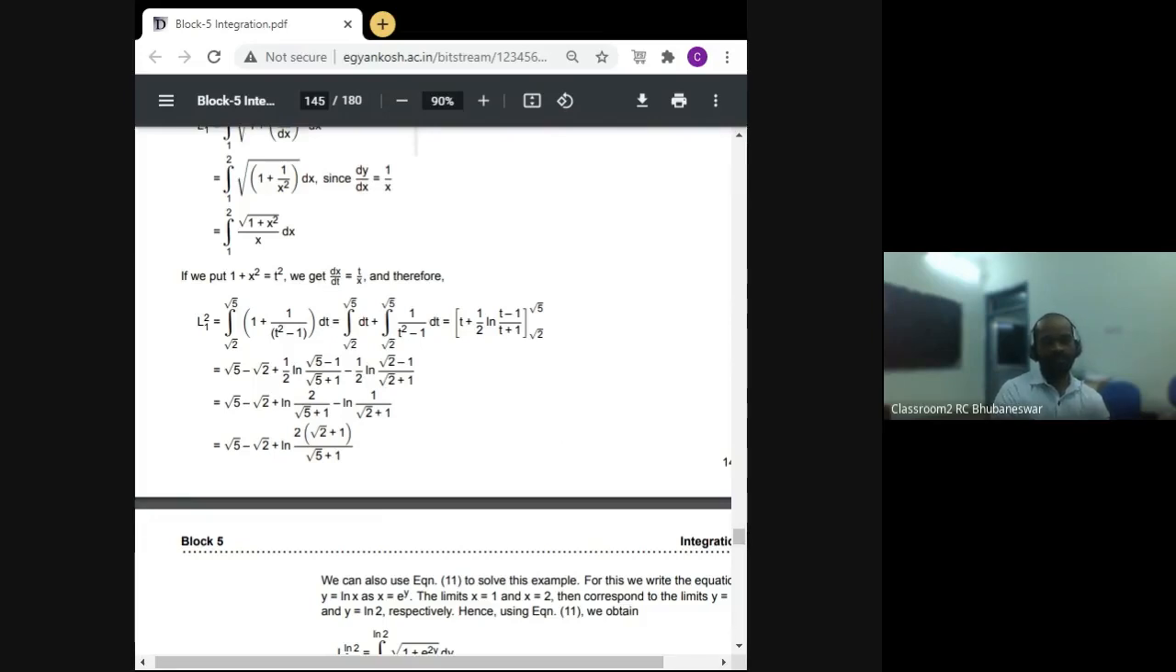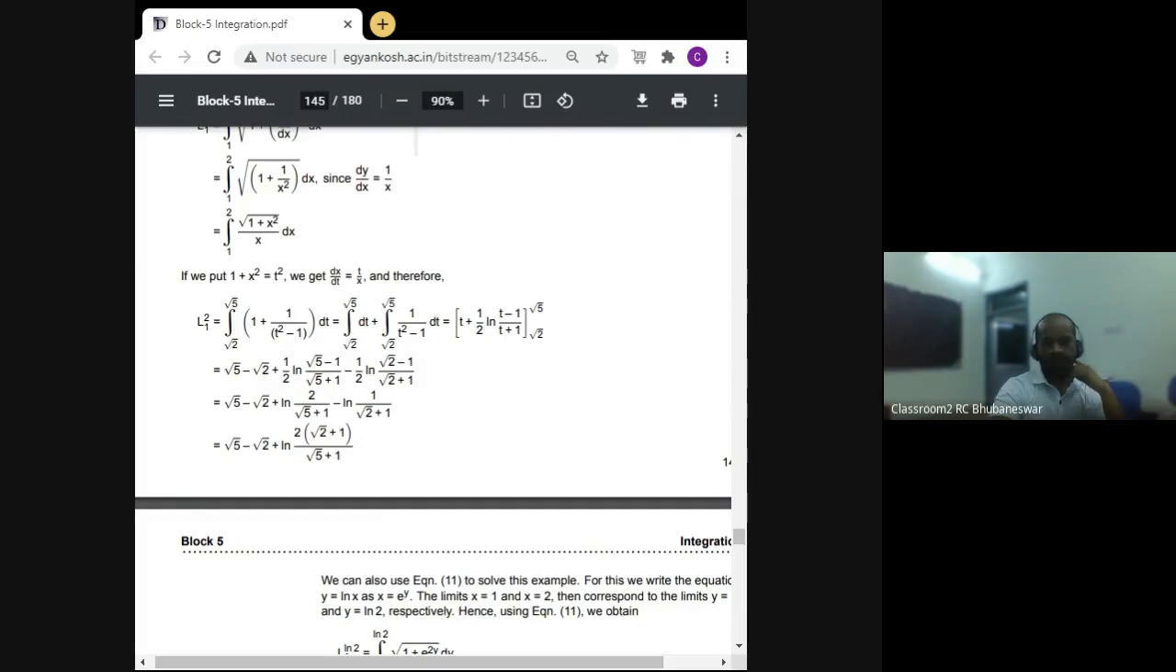And after calculating the indefinite integral, we are using the corresponding limit. Lower limit is root over of 2 and upper limit is root over of 5. This lower limit of root over 2 and upper limit of root over of 5 has been calculated from this particular relation, because from this relation we are using here the lower limit of x equal to 1, and when x equal to 1 the value of t will be root over of 2, and when x will be 2 here the value of t will be root over of 5.